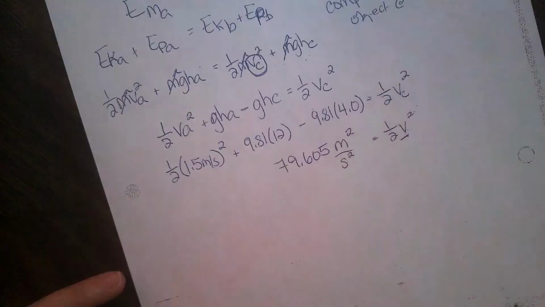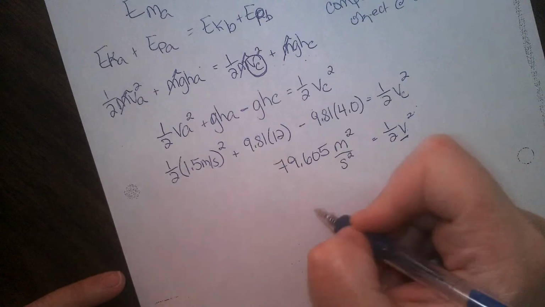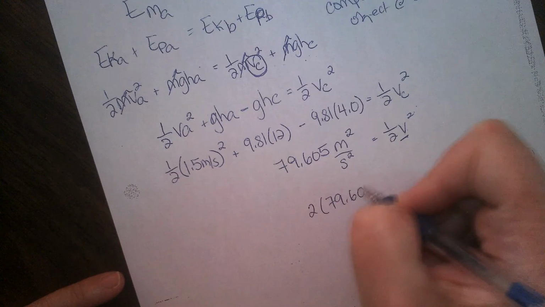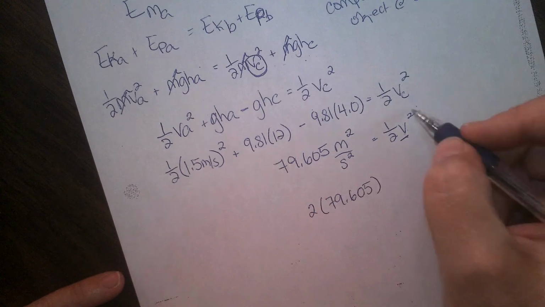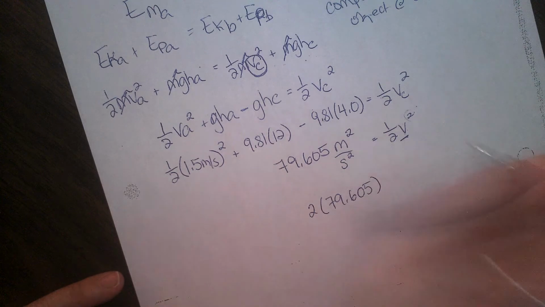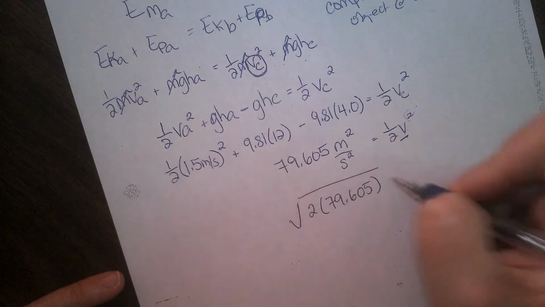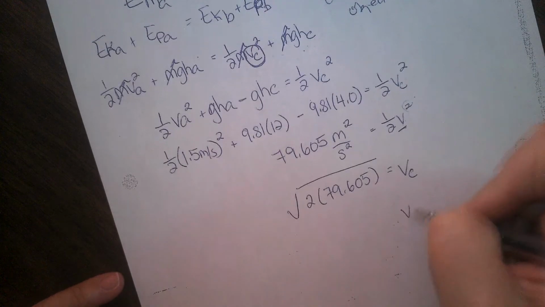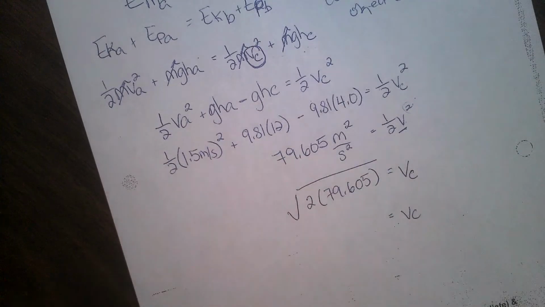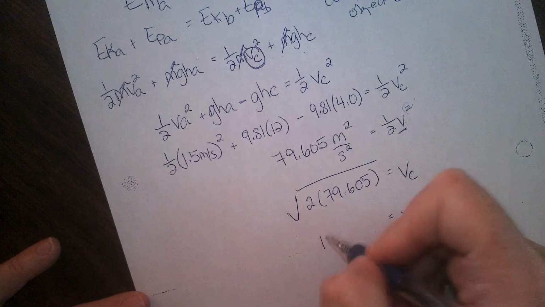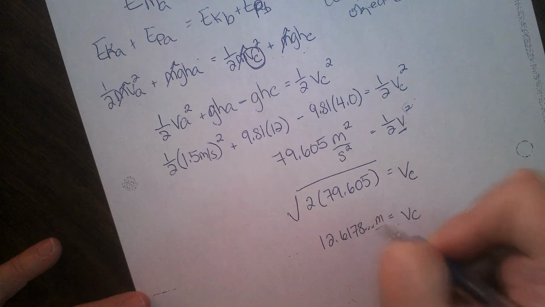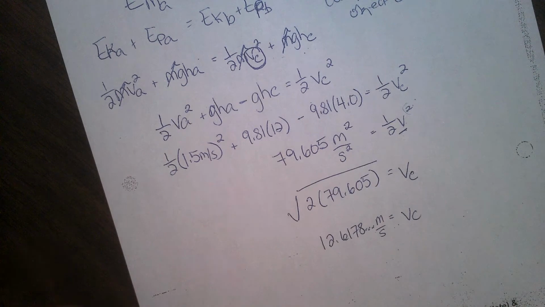So what do I say? Now let's move the 2. It's way easier to go 2 times 79.605, and then we can deal also with the squared sign, so we can square root that all, and we get VC. And we get what for a value? Meters per second, because we square rooted it. We got rid of those squares.